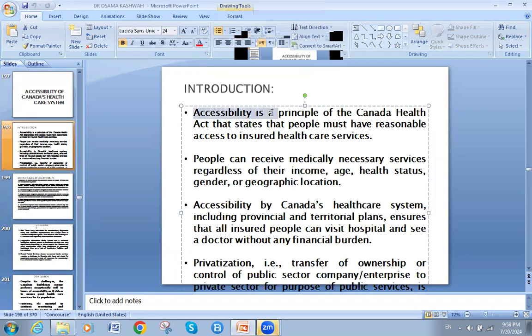Accessibility is a principle of the Canada Health Act that states that people must have reasonable access to insured healthcare services. So it means that people will have healthcare services. Everybody has access, meaning they are not forbidden or prohibited from having healthcare services. This is the meaning of it.